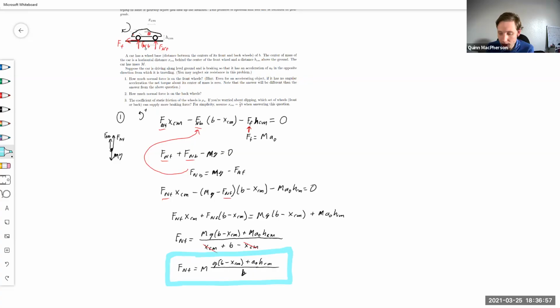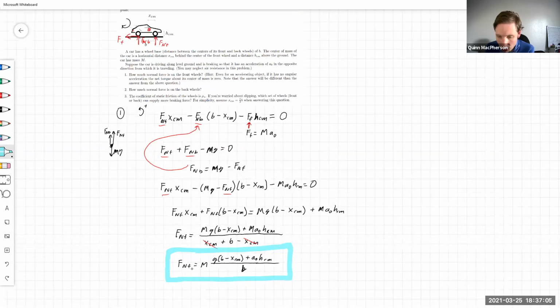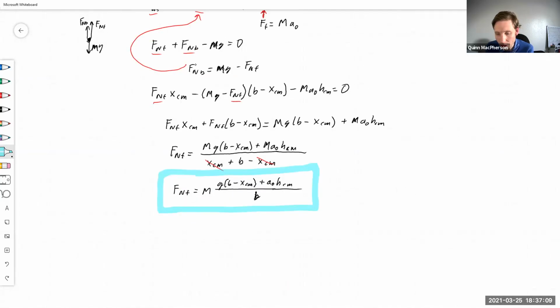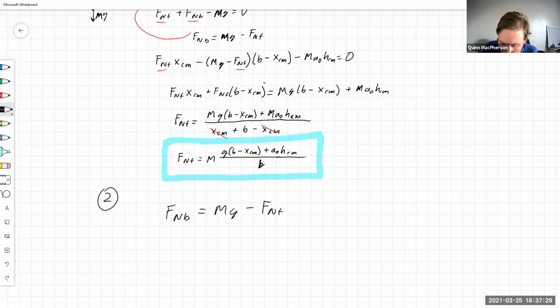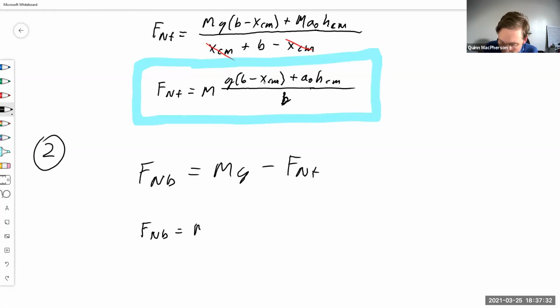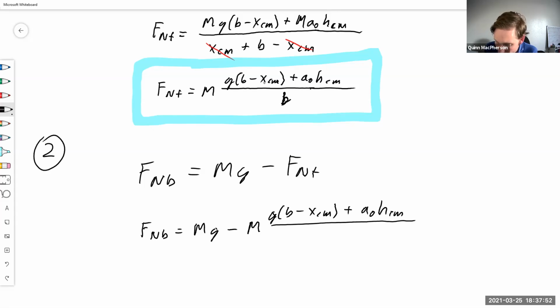So now let's find the normal force on the back wheels. We can use this equation right here. The sum of the force on the back wheel is mg minus force normal front. So part 2, we have force normal back is equal to mg minus force normal front. We'll plug that in. Zoom up on it. Force normal back is equal to mg minus this big thing here, mg (b minus x center of mass) plus a0 h center of mass, over b.